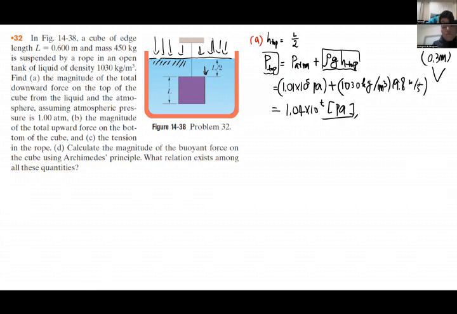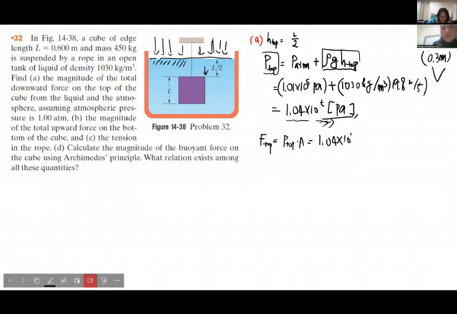So now you estimated the pressure on top of this cube. The next step is to estimate the force out of the definition of pressure. So the force on top of this cube is pressure times area, right? The pressure is now 1.04 times 10 to the 5 Pascal.